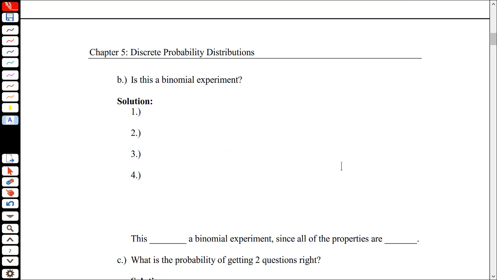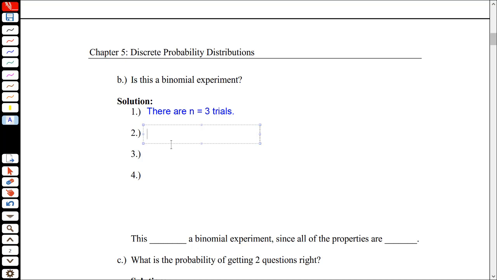Okay, so then let's ask the question, is this a binomial experiment? And this is where we want to check our 4 criteria. Our first criterion: are there a fixed number of trials? In this case, there are n equals 3 trials. That's a fixed number, so the first criterion is checked.